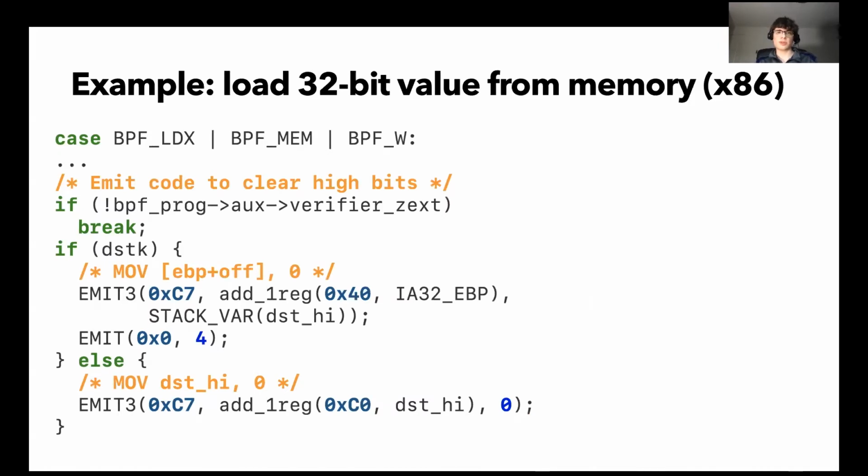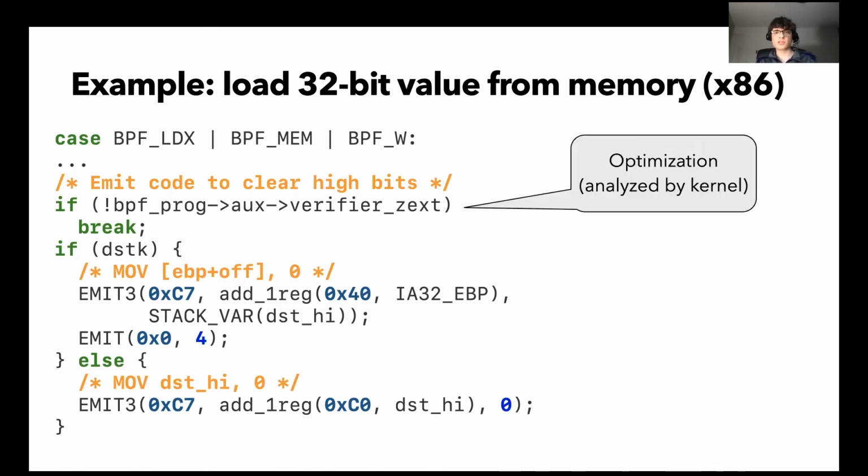To give you an example of what one of these bugs looks like, here's a snippet from the x86 JIT for compiling the BPF instruction, which loads a 32-bit value from memory. I haven't shown you the entire part of the JIT. This part is just for emitting the machine code to clear the high bits of the destination register after the load. First, the JIT has an optimization to avoid clearing these bits entirely if an analysis passed by the kernel deems it okay.